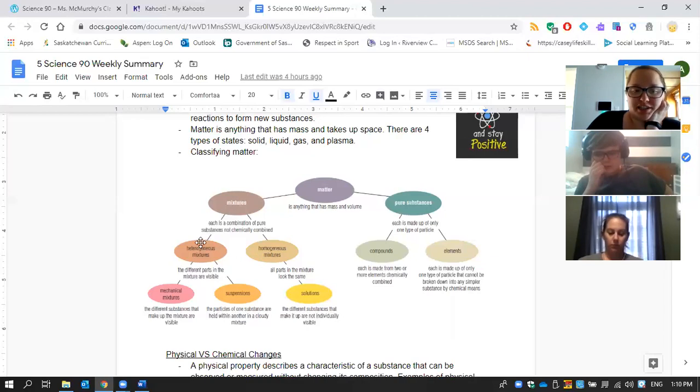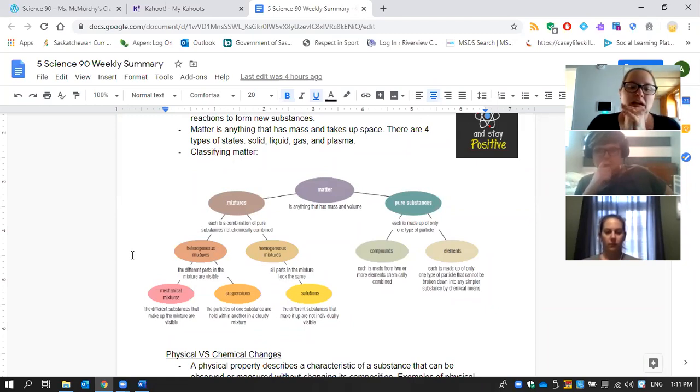So going back to heterogeneous here, we could actually split off your heterogeneous into 2 more subcategories. You have your mechanical mixture, where you can see all the different types of substances in whatever type of matter you're looking at. An example would be a cookie or pizza. You can see the tomato sauce, you can see the cheese, you can see the dough, you can see all those different pieces. So that would be a type of mechanical mixture. Then the other type is called a suspension. This is where the particles of one substance are held within another, typically in a cloudy mixture.